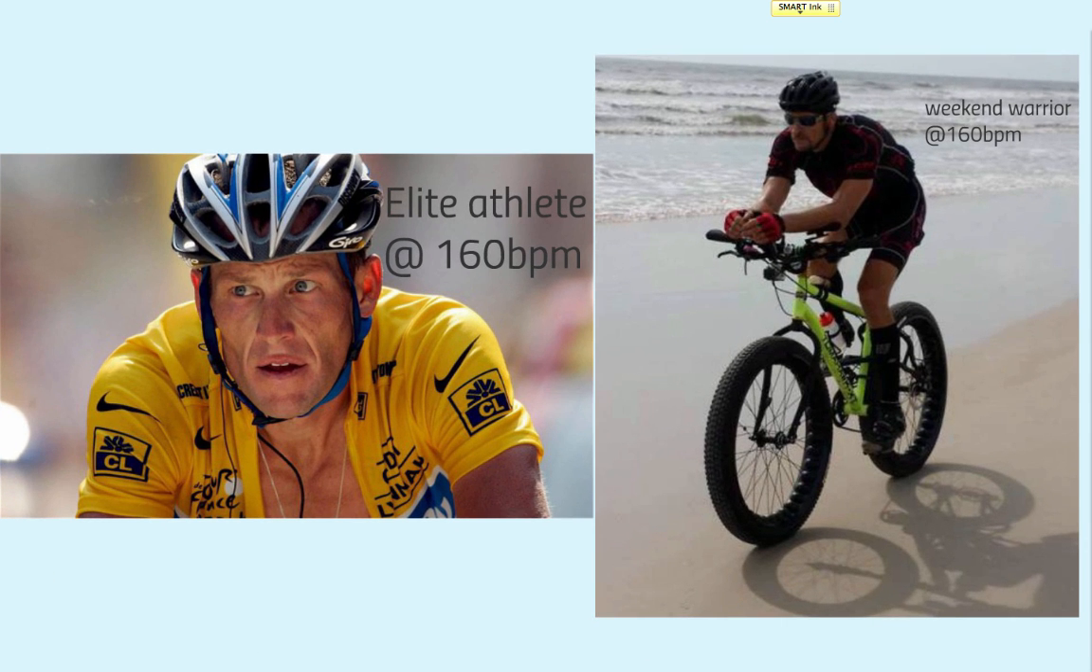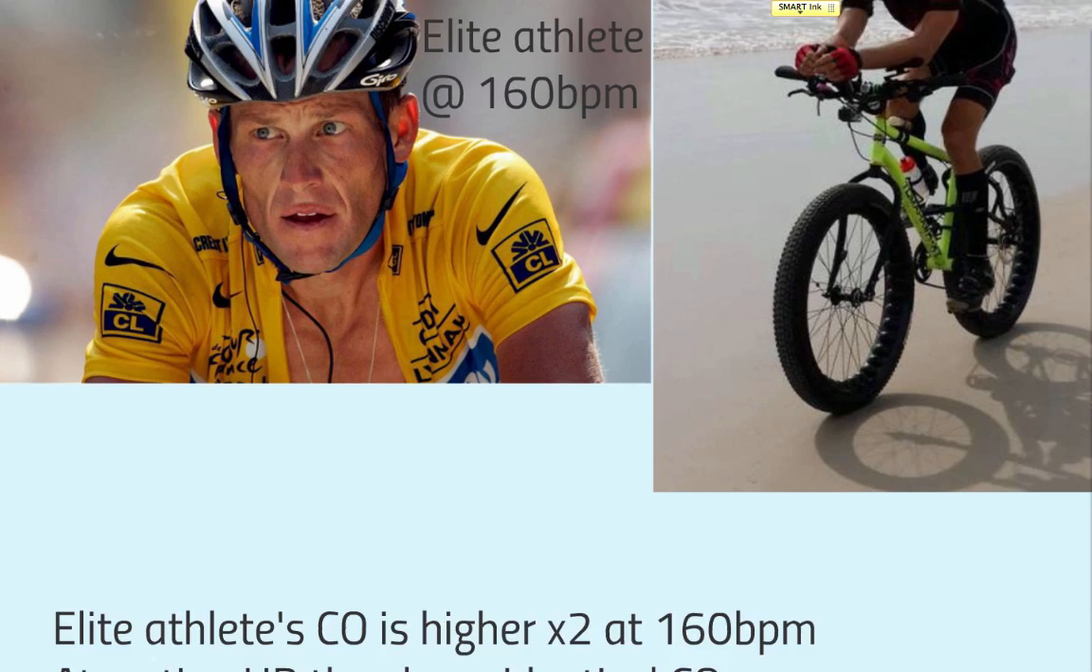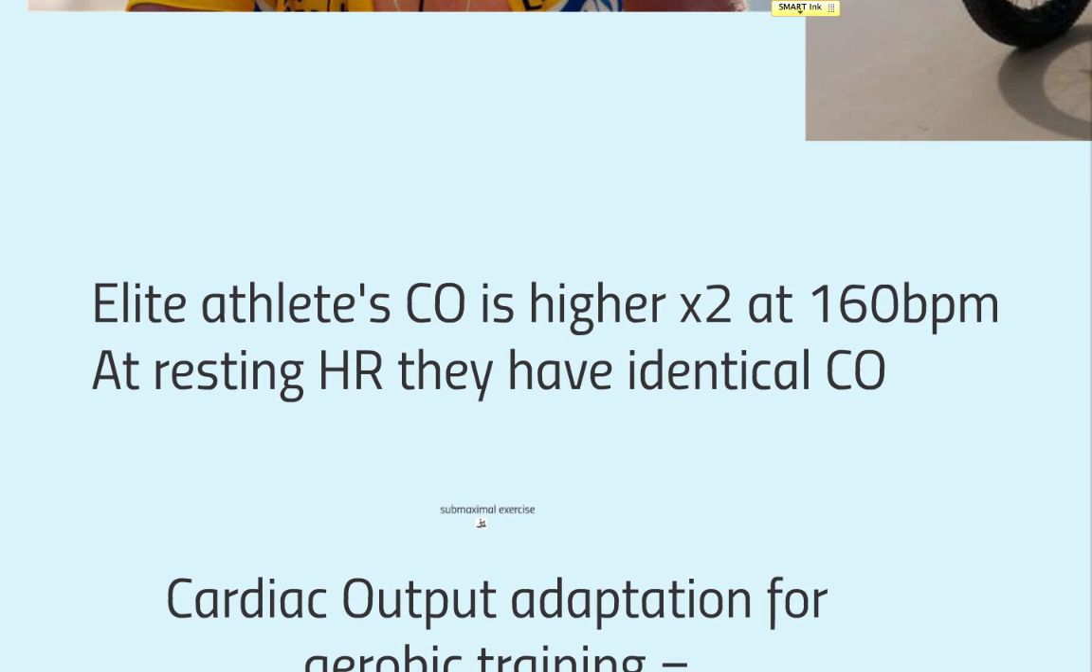When an elite athlete and the non-elite athlete's heart rate is beating at the same rate, then cardiac output is higher for the elite athlete. In fact, it can be twice as much. When both of these individuals are at the same resting heart rate, however, then essentially cardiac output is the same. It's just the non-elite athlete's heart is having to beat faster than the elite athlete to meet the required blood flow to the working muscles.